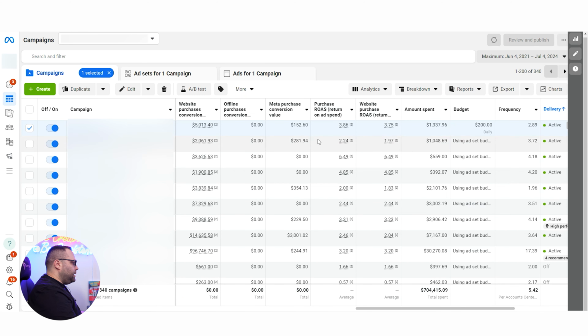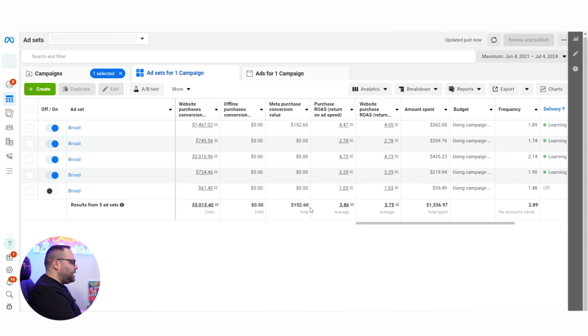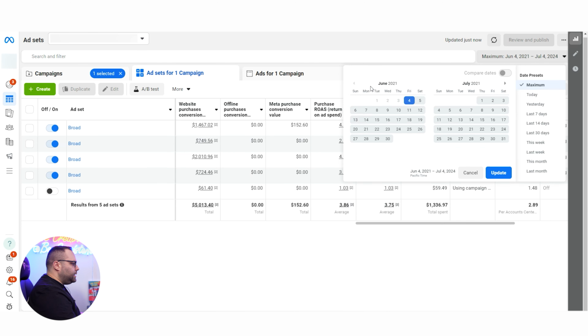Anyway, the thing that I want to show you here is this. We have a CBO over here, for example, which is having only one ad which we turned off, and everything else is actually working really well over here. We can see how it started on the previous period.